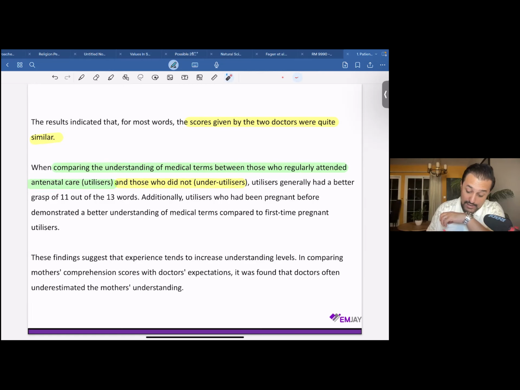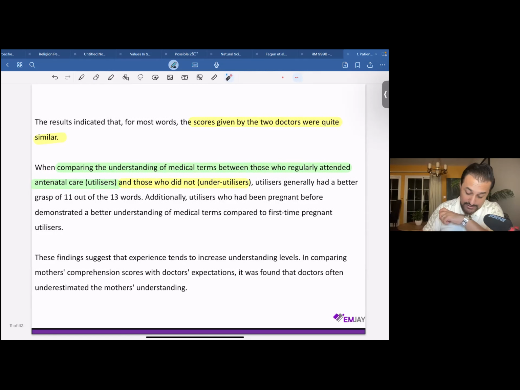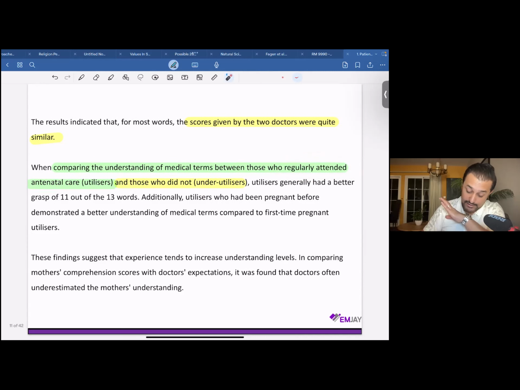So when comparing the understanding of medical terms between those who regularly attended antenatal care, that is utilizers, and those who did not regularly attend, referring to them as utilizers and underutilizers respectively, utilizers generally had a better grasp of 11 out of 13 words. Additionally, utilizers who had been pregnant before demonstrated a better understanding of medical terms compared to first-time pregnant utilizers.